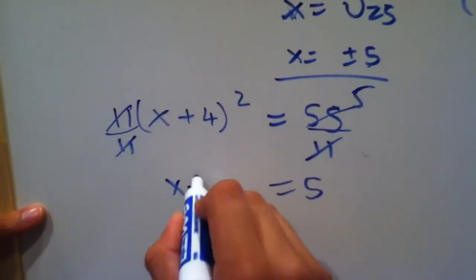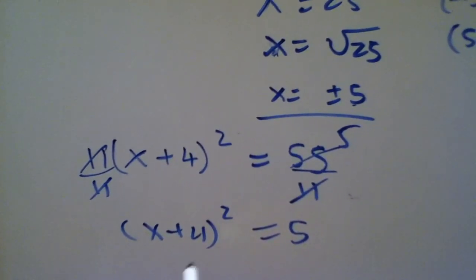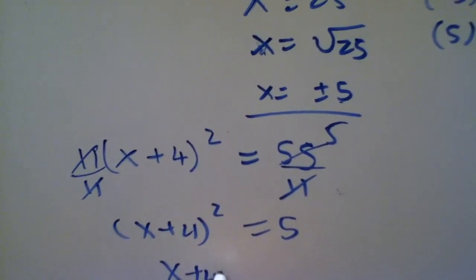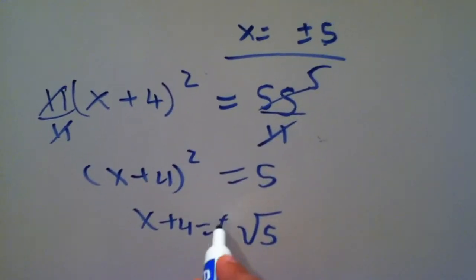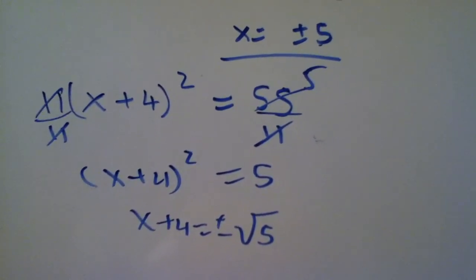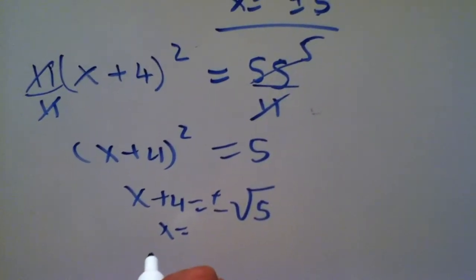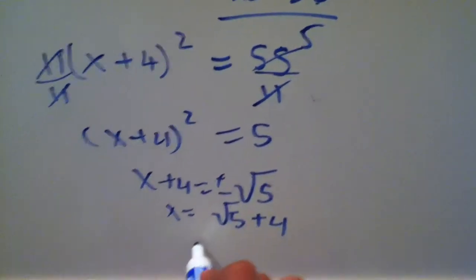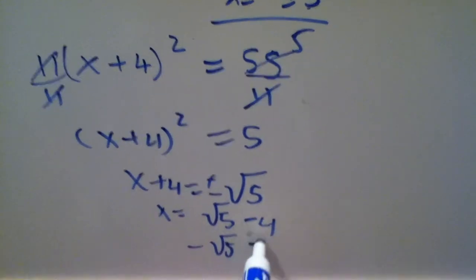And then you get (x plus 4) squared. So now what you have to do is take the square root of the other side, and you get x plus 4 is equal to the square root of 5. Again, it could be plus or minus, so you have two solutions in this case again. And then you get x is equal to square root of 5 minus 4, or minus square root of 5 minus 4.